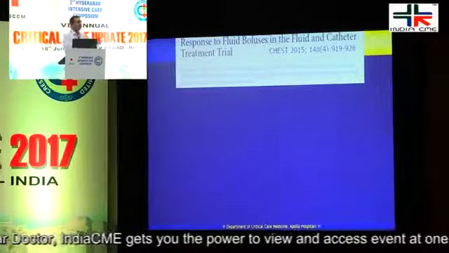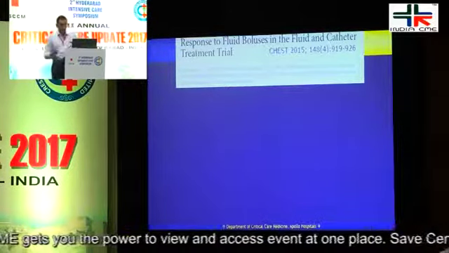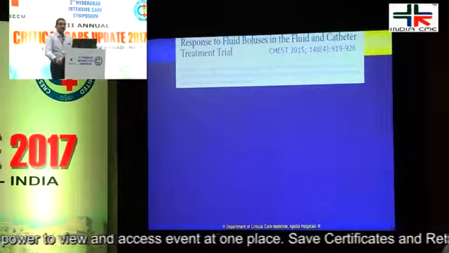Coming back to this, after all this I have done an assessment, and I have a rough gestalt of whether this patient is fluid responsive or not. Should I give fluid? This is another study which Dr. Ram quoted in the morning.